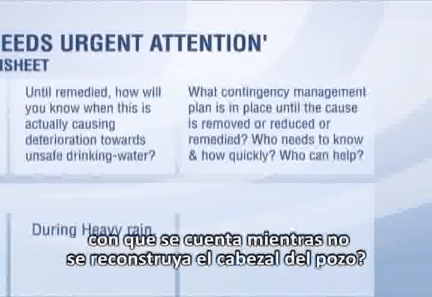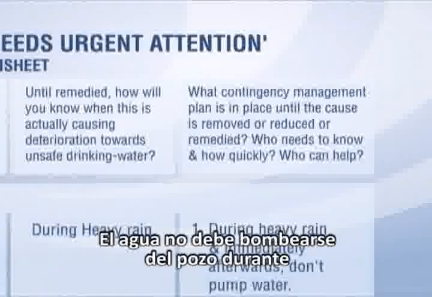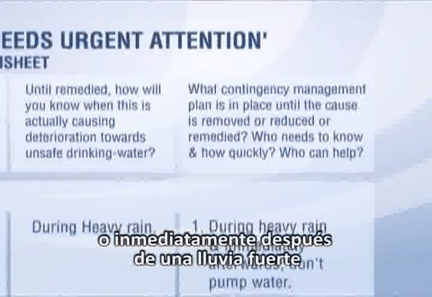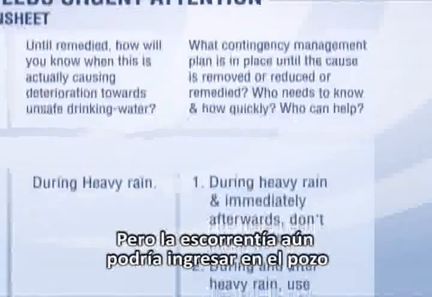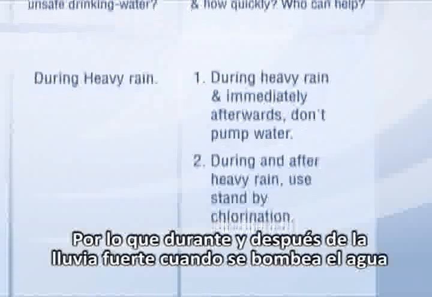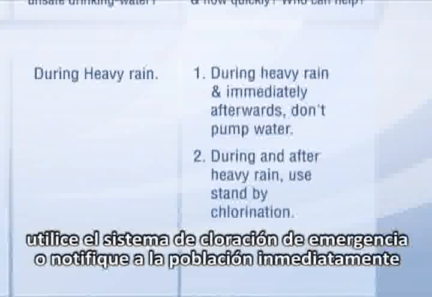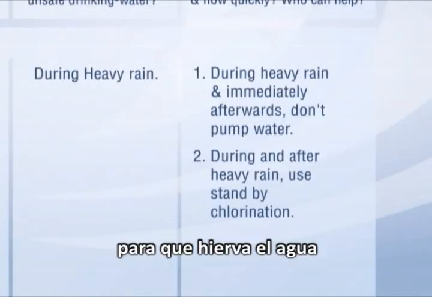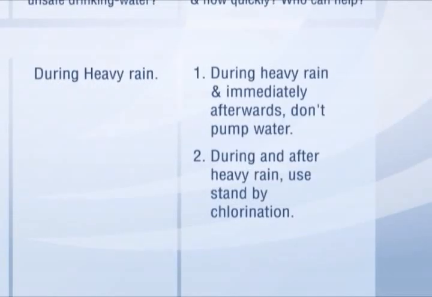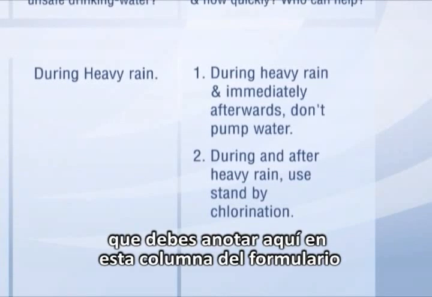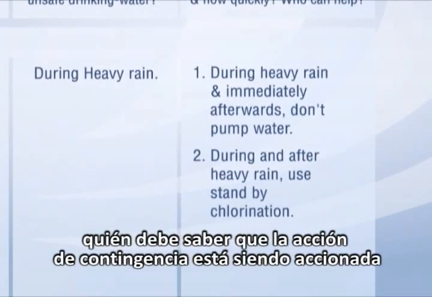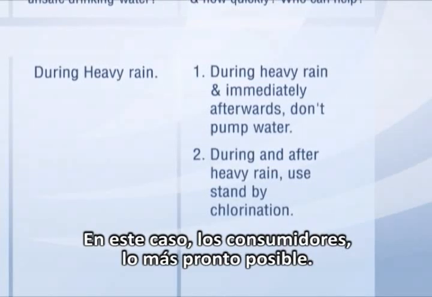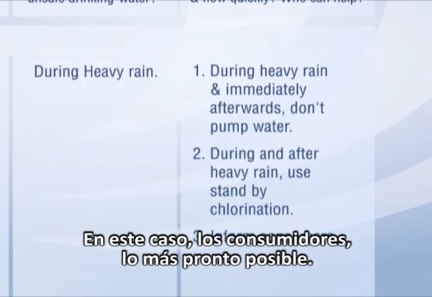So what contingency is in place until the wellhead is reconstructed? Water would not be pumped from the well during or immediately after heavy rain, but runoff could still enter the well. So after heavy rain, when water is pumped, a standby chlorination system could be used, or all consumers need to be notified to boil the water. Which reminds us, you should take note here in this column of the form, who needs to know that the contingency action is being used. In this case, the consumers, as soon as possible.